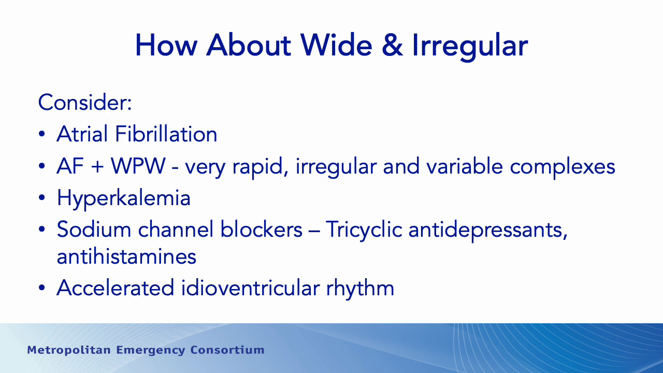And then the other thing we have is accelerated idioventricular rhythm, which I'll talk about. This tends to be a reperfusion arrhythmia associated with coronary artery disease and acute MI. We used to see a lot of this when we used to give IV thrombolytics because we didn't have stenting and cardiac cath immediately available.